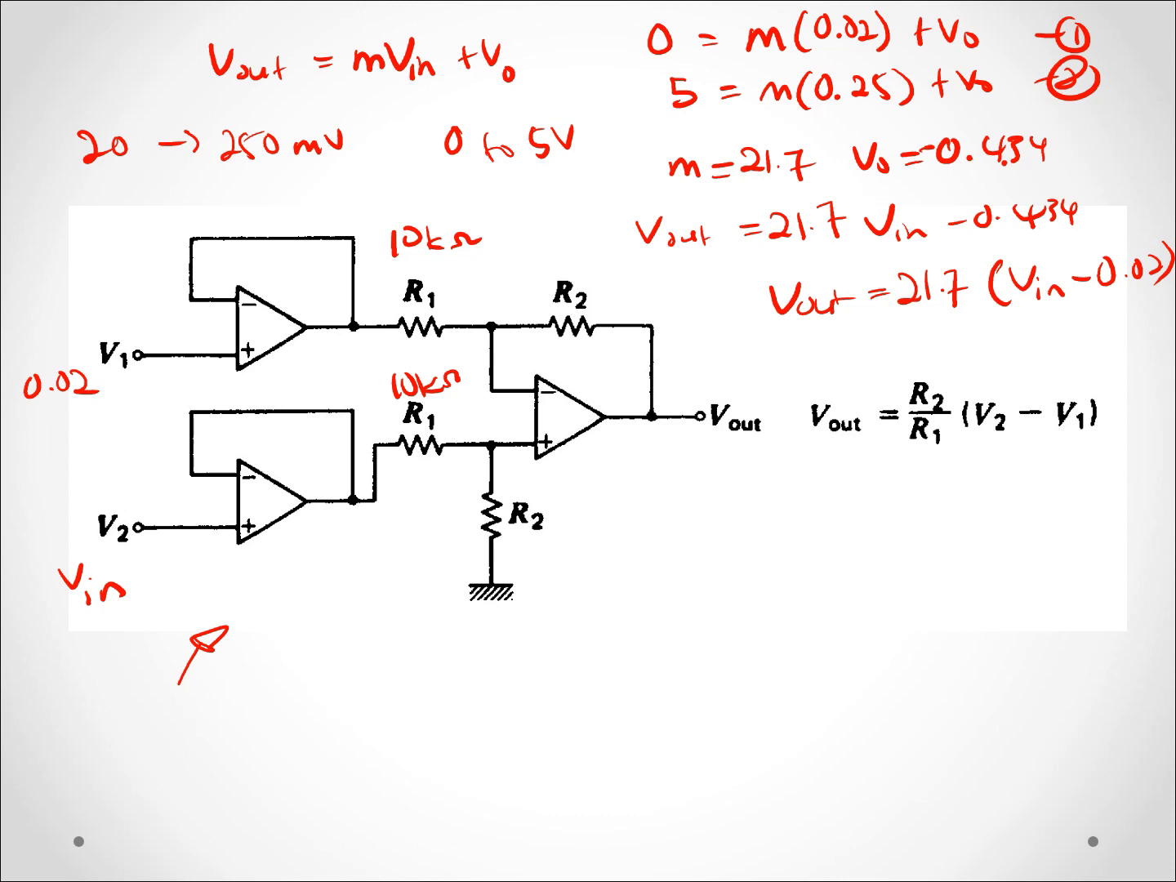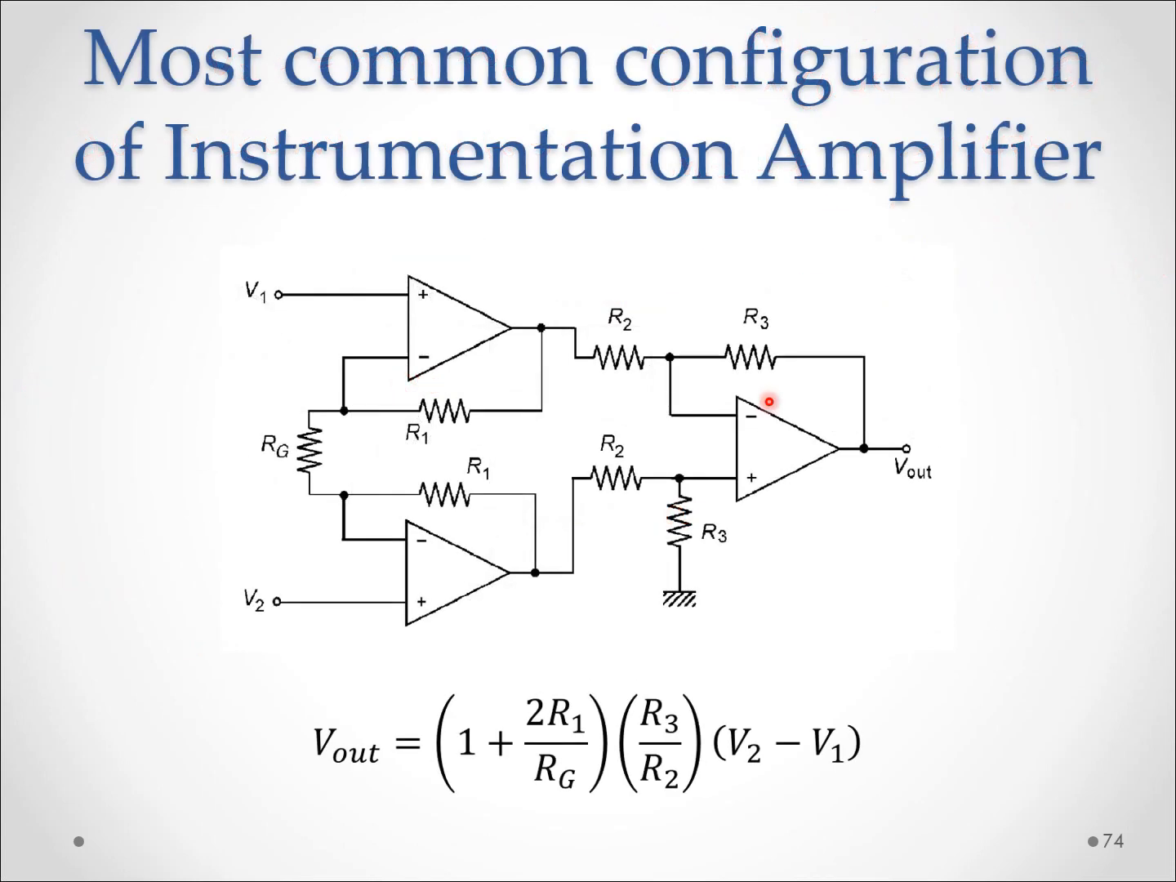The configuration of an instrumentation amplifier is shown in this figure. This circuit allows for selection of gain within certain limits by adjusting a single resistor, RG. The relationship or transfer function for this circuit is given as follows, where the input impedance is very high and the output impedance is very low.